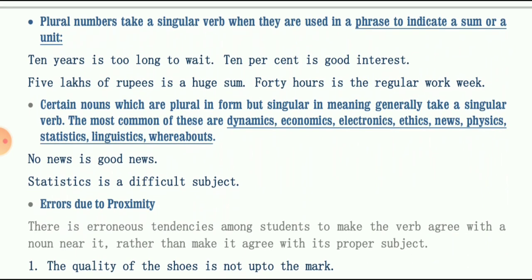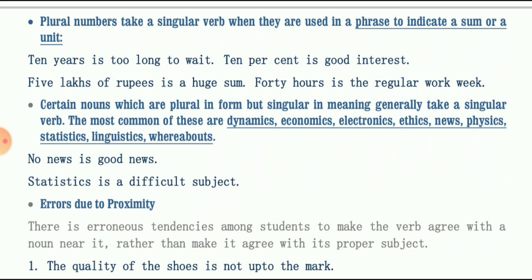10 years. Actually 10, 1, 2, 3, 4, 5, 10. 10 is more than 1. We can say that as plural, but 10 years is one time period. 10 years is too long to wait. 10% is an amount of percent, and it is good interest. 5 lakh means an amount of rupees, and it is a huge sum. 40 hours is the regular work week.